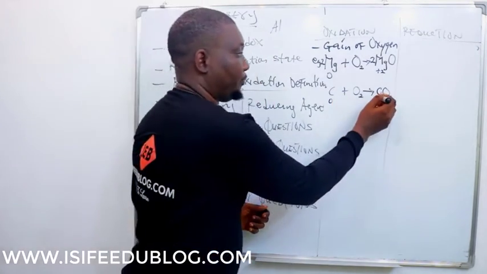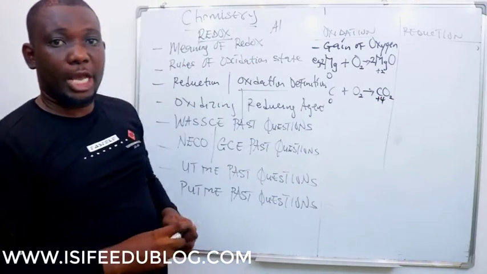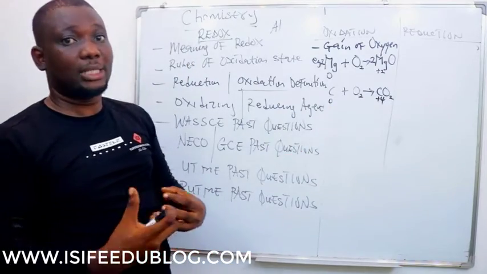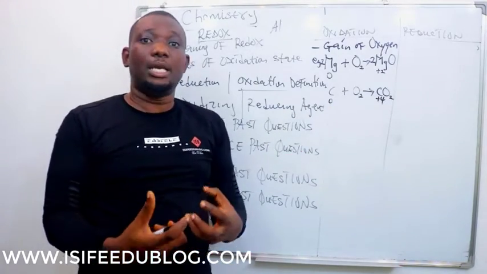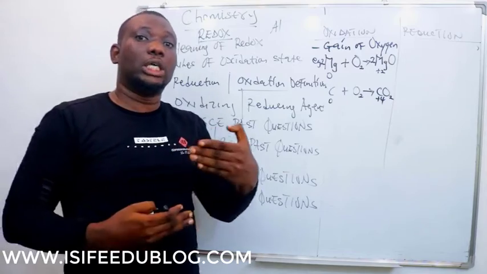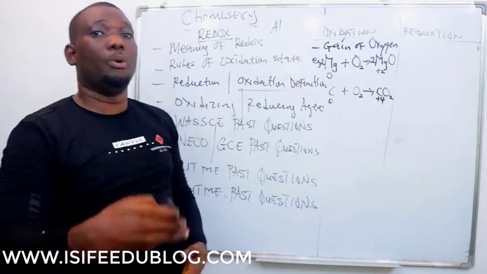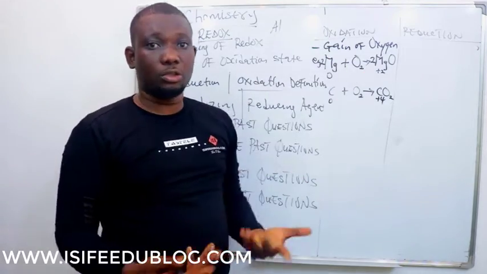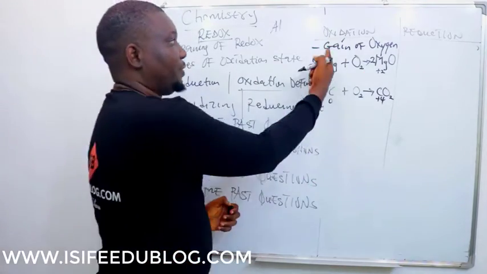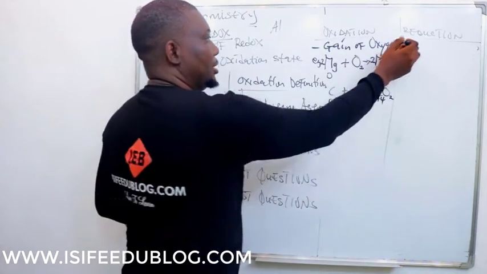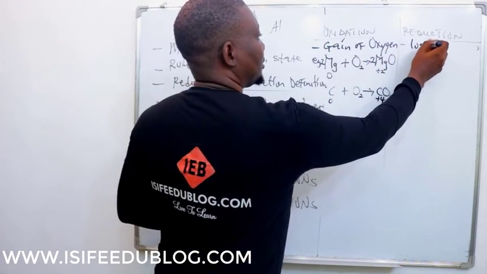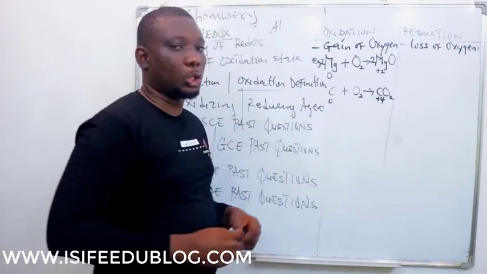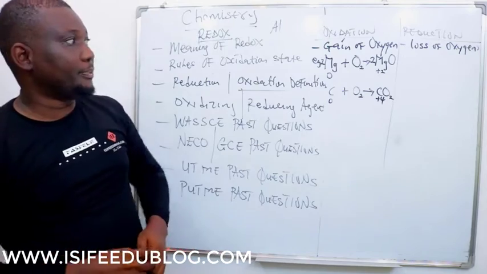That should be +4. So there has been a change in oxidation state of carbon from 0 to +4 when it gains oxygen. So whenever an atom of element gains oxygen, its oxidation state will definitely increase in the positive direction. That is oxidation. And then the opposite of oxidation should be reduction. If we say that this is gain of oxygen, eventually this will be loss of oxygen. So reduction is defined as loss of oxygen.